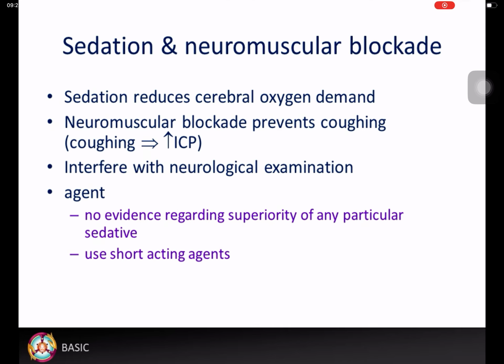Coughing may result in prolonged rises in intracranial pressure in patients who already have intracranial hypertension. Although there are no data demonstrating superiority of any particular agents, it is preferable to use short-acting agents. A CT scan of the brain should be performed as soon as the patient has been adequately resuscitated and cardiovascular and respiratory stability have been established.